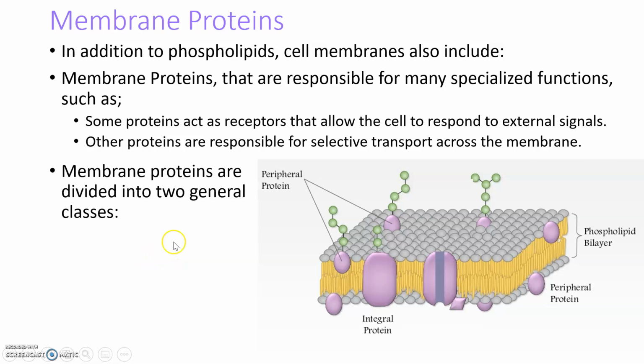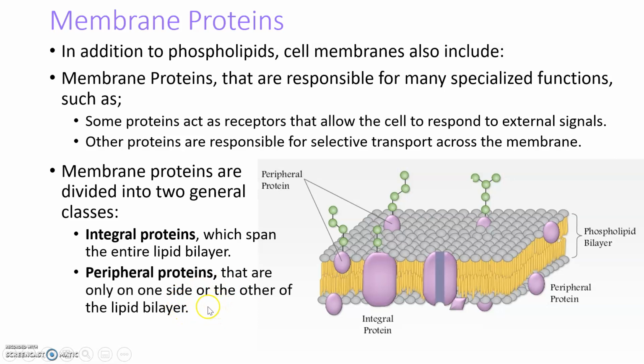Generally, we break membrane proteins into two classes. Integral proteins, which span the entire membrane. So here's an integral protein. You can see it on the top. You can see it on the bottom. There are also peripheral proteins. Now, peripheral means side. If you've ever heard of peripheral vision, it means how well do you see to the side. So peripheral proteins are only on one side or the other. So here's a peripheral protein, here's more peripheral proteins. They're only on either the top or the bottom, the inside or the outside of the cell. So integral proteins go all the way through. Peripheral proteins are only on one side or the other.